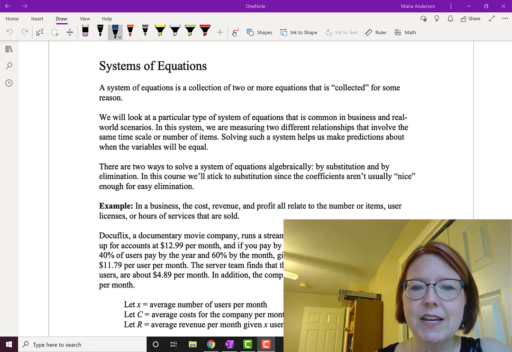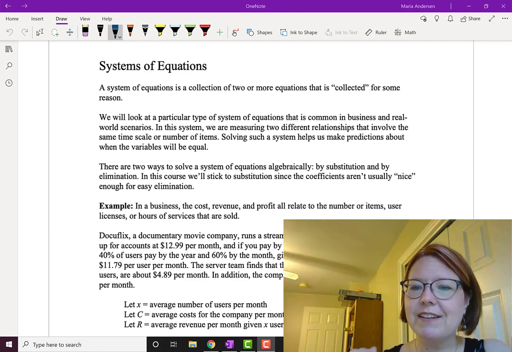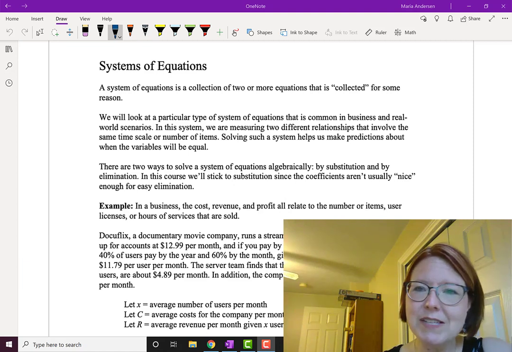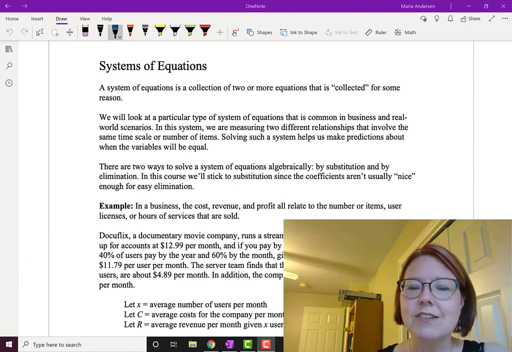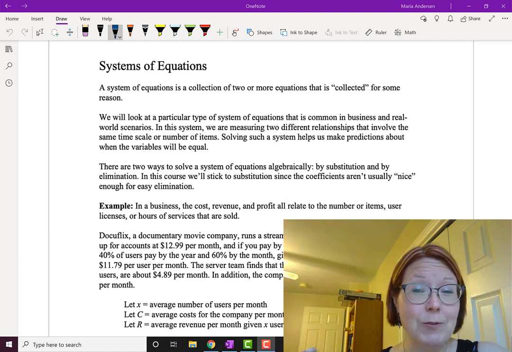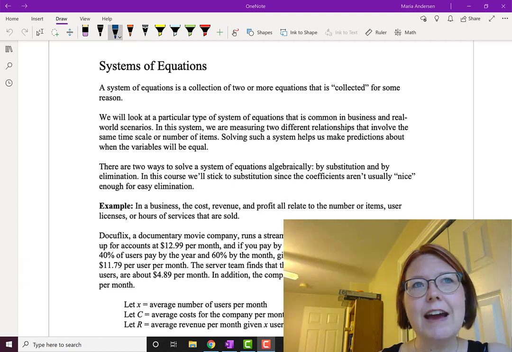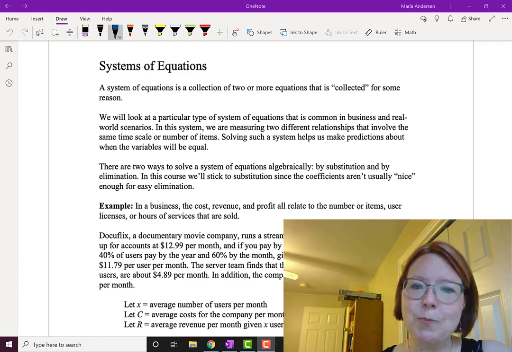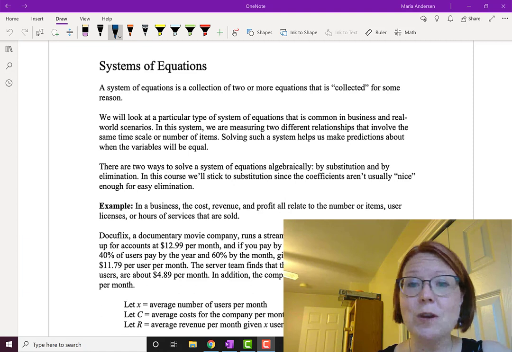real-world scenarios. And in this type of system, we're measuring two or more different relationships that all involve either the same time scale or the same number of items. Solving a system like this helps us to either make predictions about when the variables will be equal, or to think about how one relationship might surpass another one, for example, two competing products.